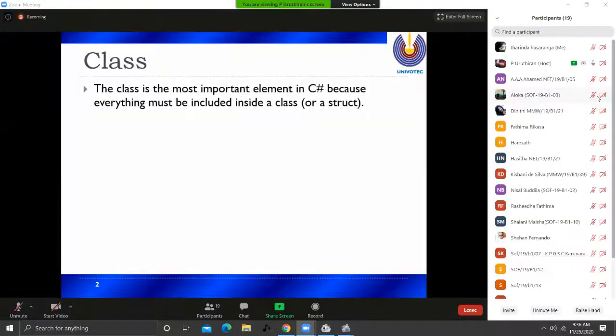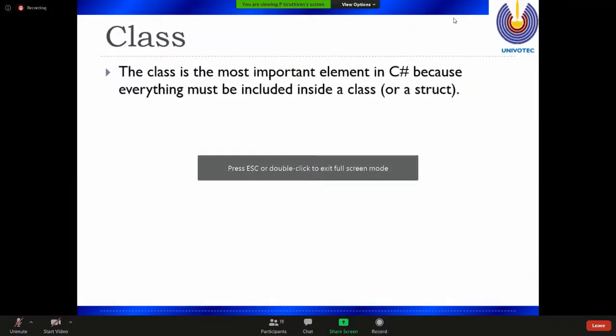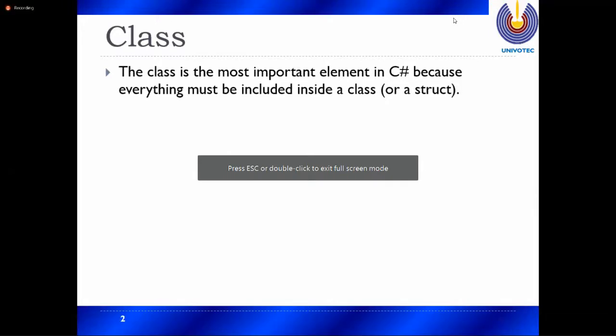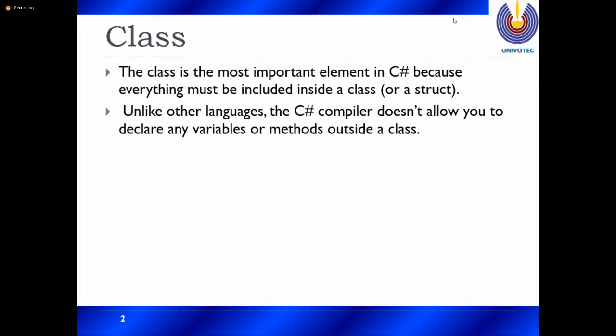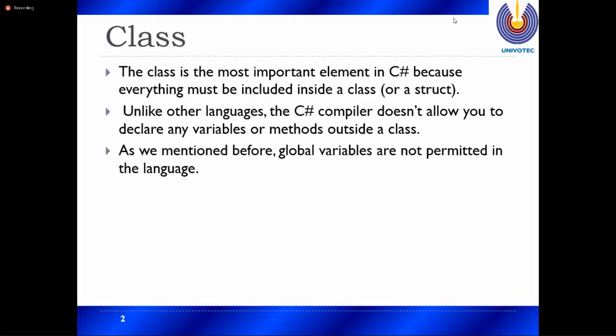One of the container, like that's an object. Class is the most important element in C# because everything must be included inside the class. Unlike other languages, the C# compiler doesn't allow you to declare any variable or method outside the class. Then you have to declare the variable inside the class, or in any method. We call the function a method, the function is also a method. As we mentioned before, global variables are not permitted in the language.